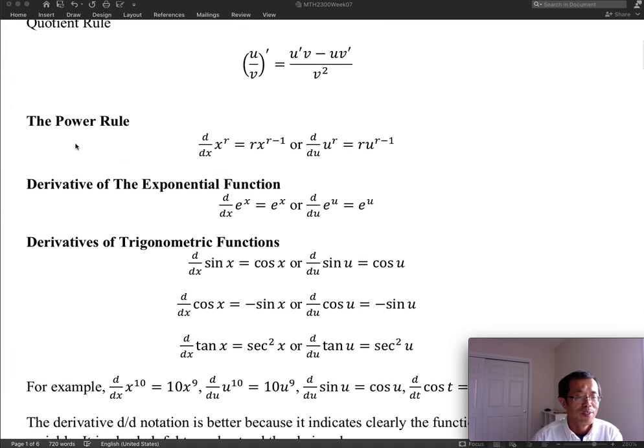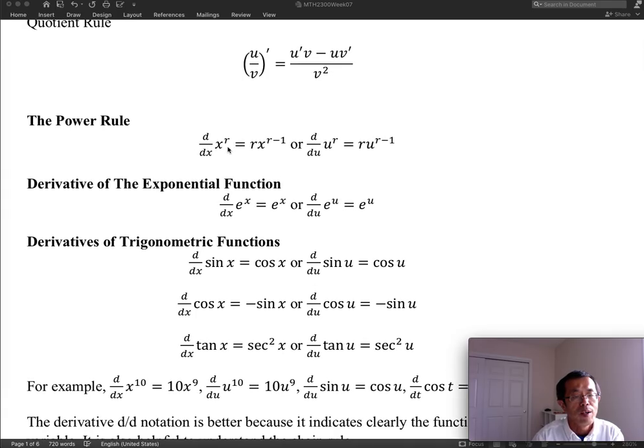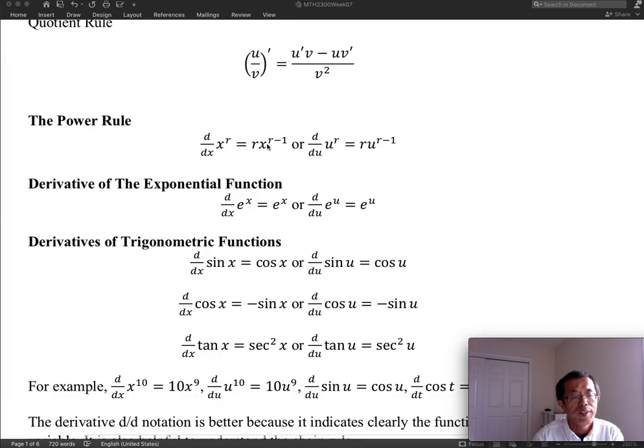Hopefully you still remember this very well, the power rule. The derivative of a power function: you bring down this power of r as a coefficient, at the same time decrease the power by 1. I'll explain the other side in a moment. And then we also learned the derivative of the exponential function. It is the only function such that the derivative is itself. d dx of e to the x is e to the x itself.